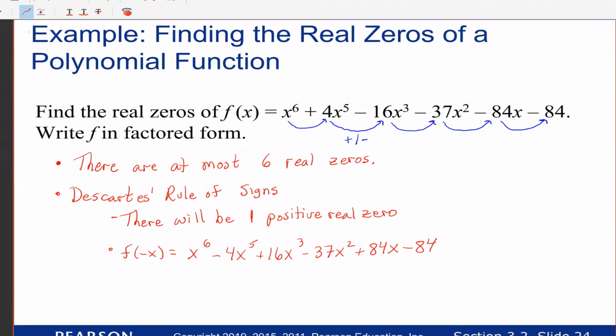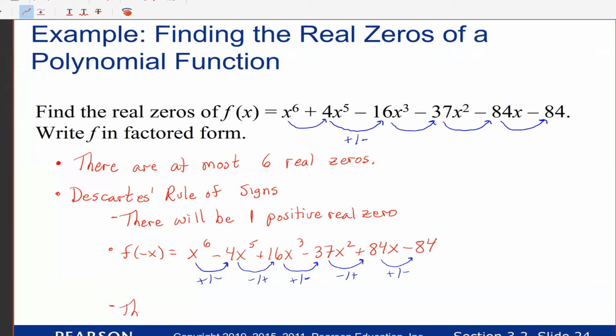Keep the sign changes. There's one sign change from positive to negative. There's another sign change from negative to positive. A third sign change from positive to negative. A fourth sign change from negative to positive. And a fifth sign change from positive to negative. So holy cow, we have 5 sign changes there. You see that?